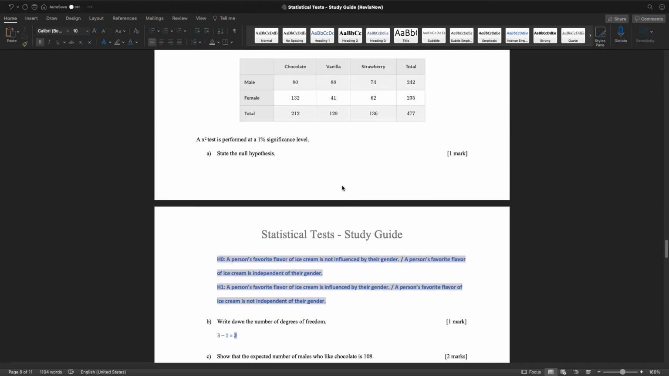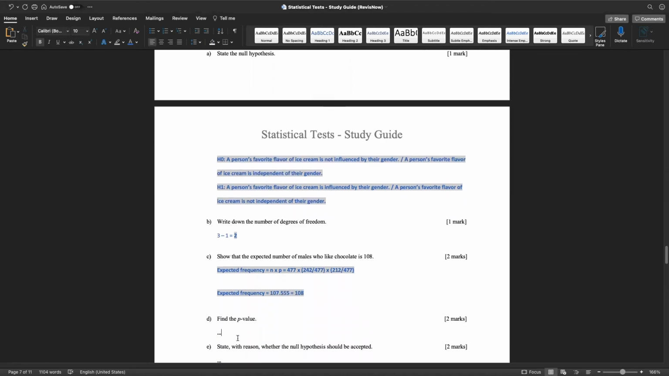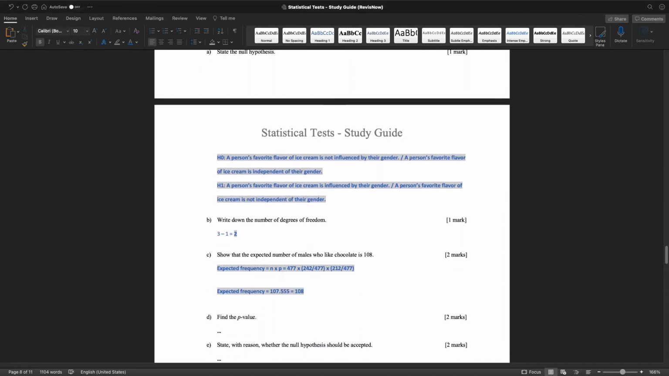So after you put that into your matrix, you want to go to stat, test, and then you want to go down to goodness of fit, and then observed L1, expected L2, whichever columns you put them in, and then degrees of freedom 2, calculate, and then you should get the p-value of this.